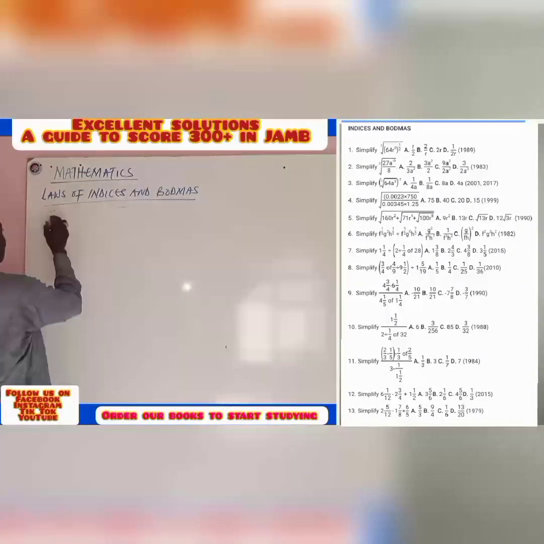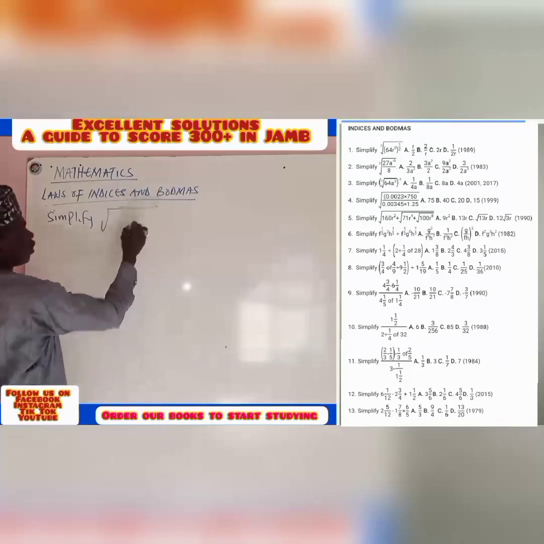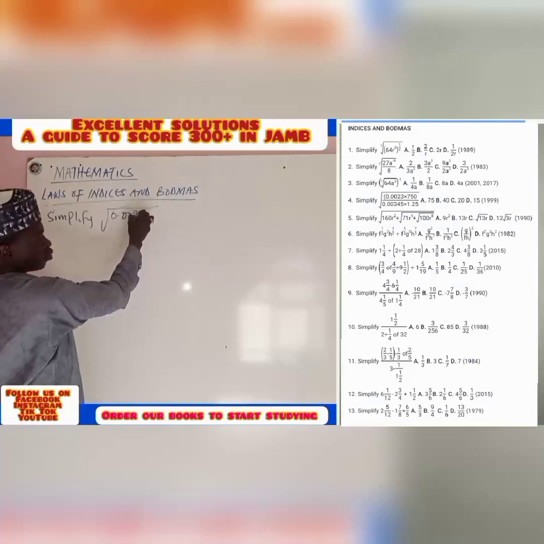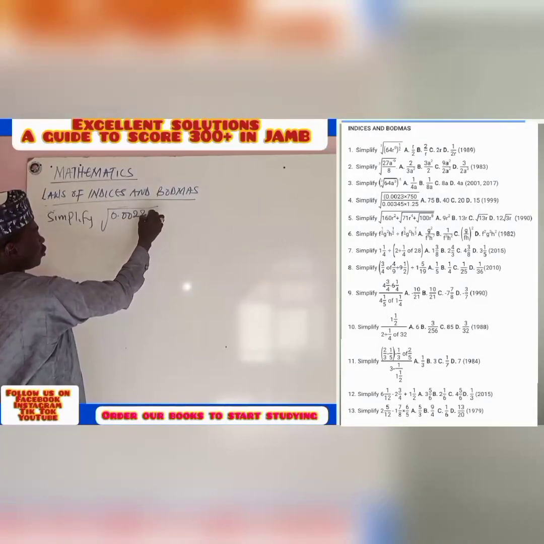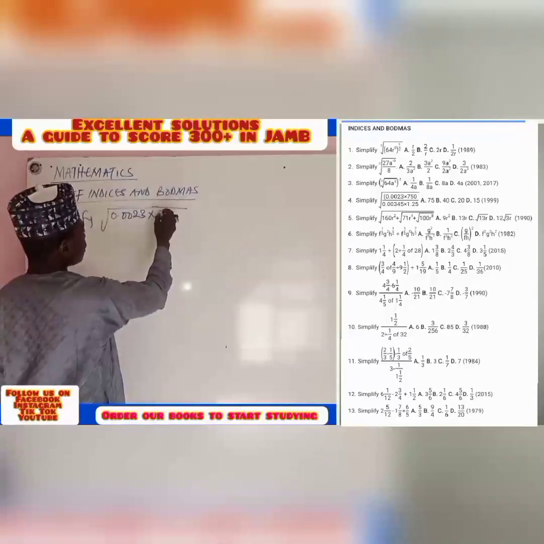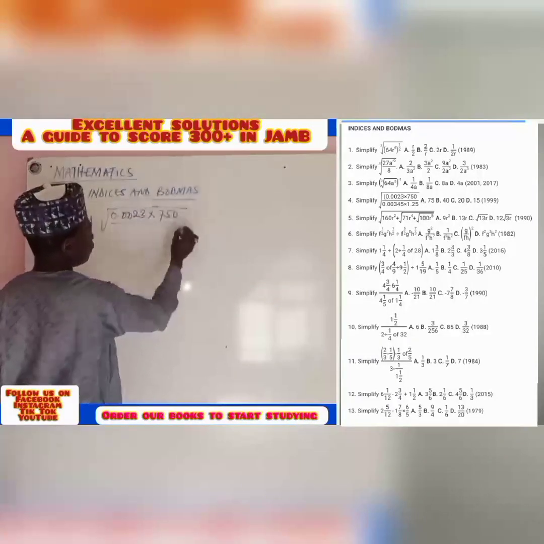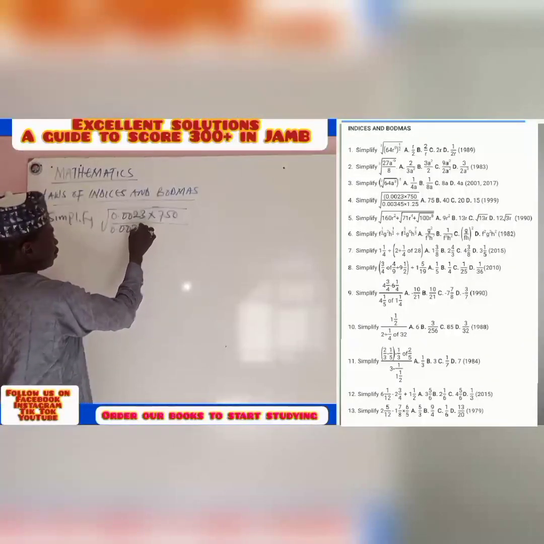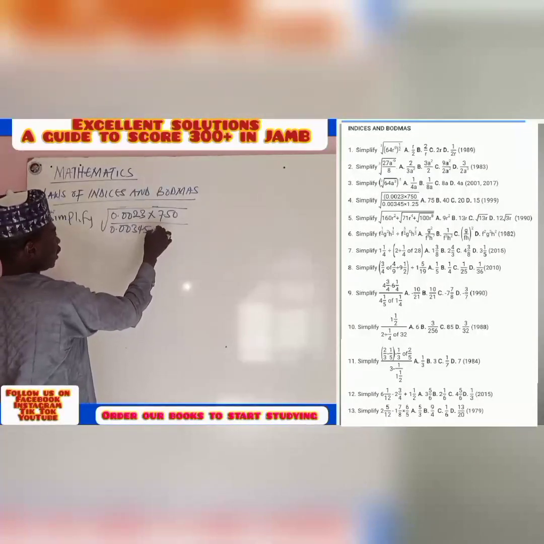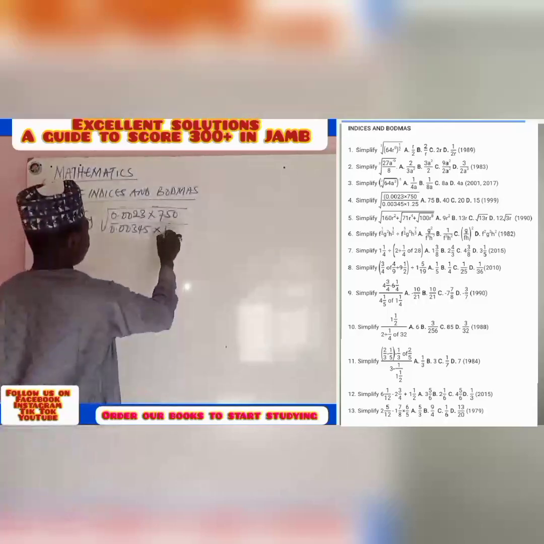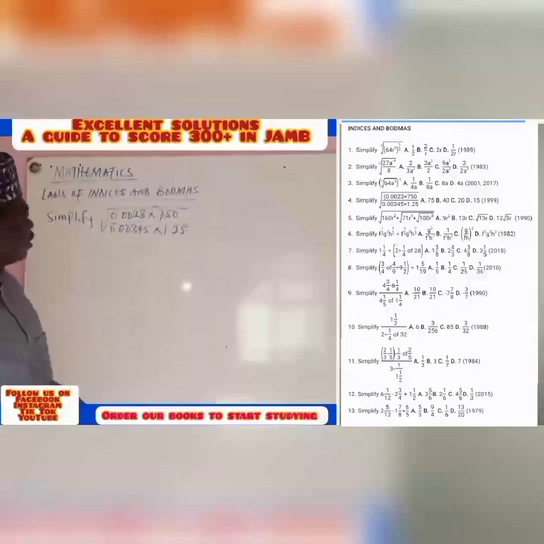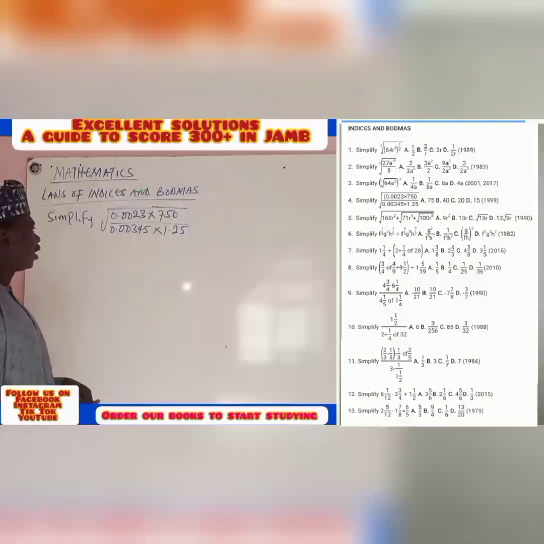Question 4 says simplify the square root of 0.0023 multiplied by 750 divided by 0.00345 times 1.25. So one thing that we need to look at here, the zeros should not confuse us.